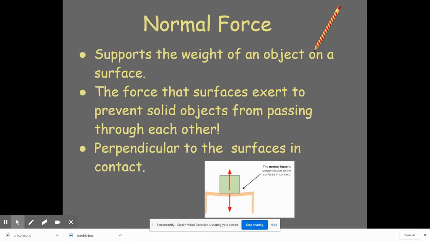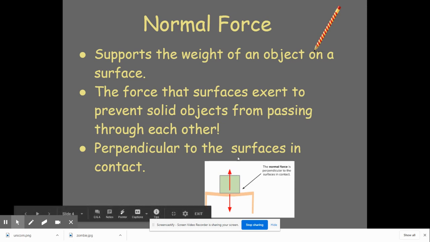Here's the deal. Anytime we have an object, so let's say here's my box and it's sitting on this table. So I know that gravity is pulling this direction, down. Well, it turns out that any time that I have two objects in contact with each other like this, I also have another force called the normal force, and it's this vector right here.